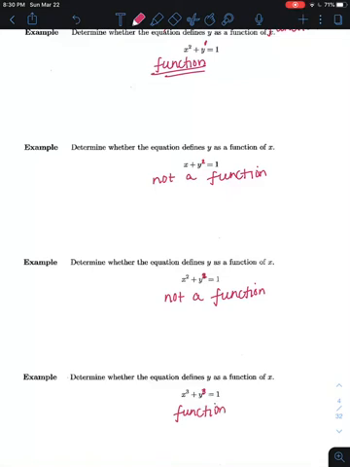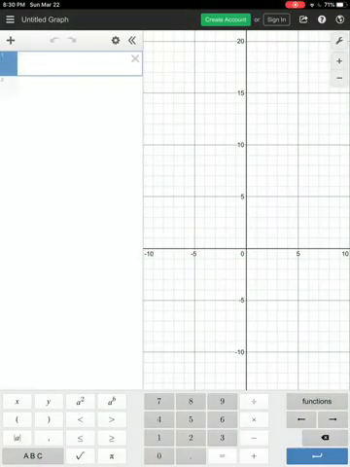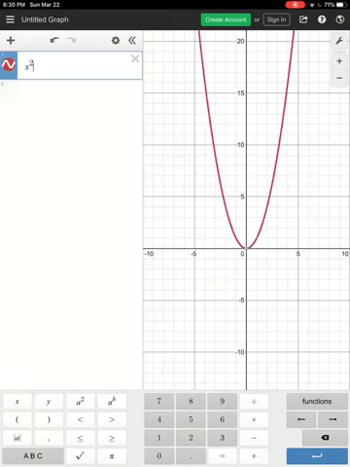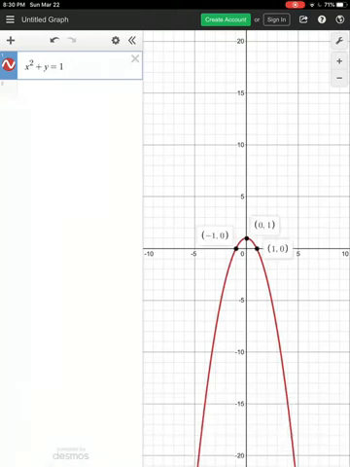So I'm going to put these into Desmos. Let's check and see. The first one is x squared plus y equals 1. All right, there's your graph. Remember on Desmos, if you tap the point, it shows you points. This passes the vertical line test, so this is a function.